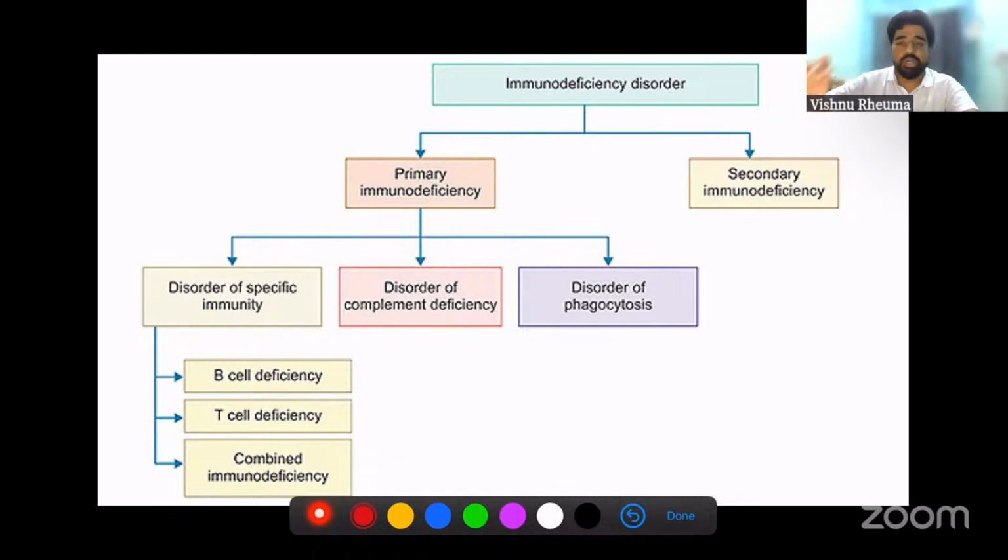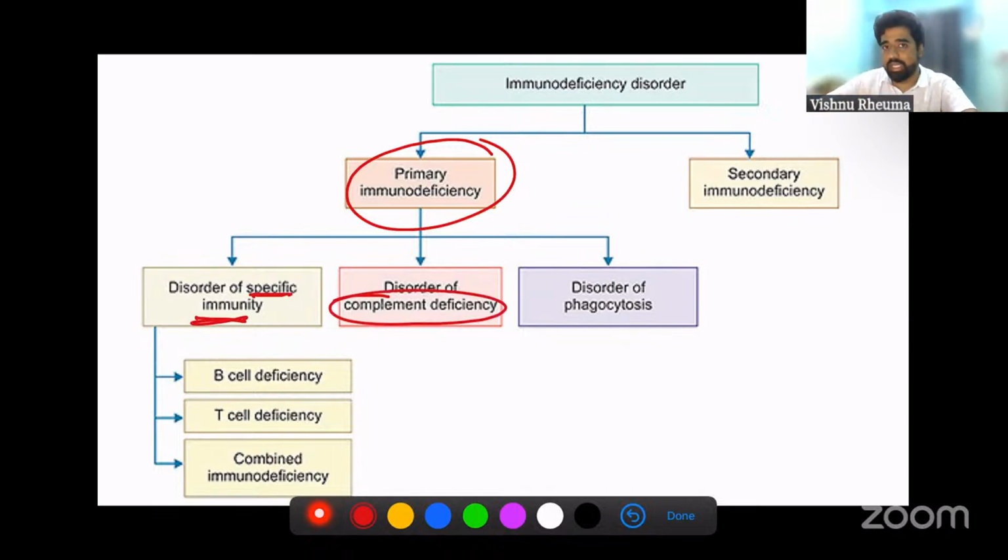So immunodeficiency, keeping it very simple. It's not as simple as this chart shows, but let's just see it as this for now. Even if you have this particular clarity in mind, that is also enough. You can build upon this, right? So specific immunity, basically B cell, T cell, combined, and complement deficiencies, that is your innate immunity pathway, as well as phagocytic. Both of these are your innate pathway defects.